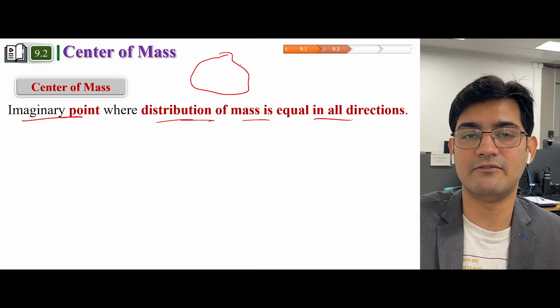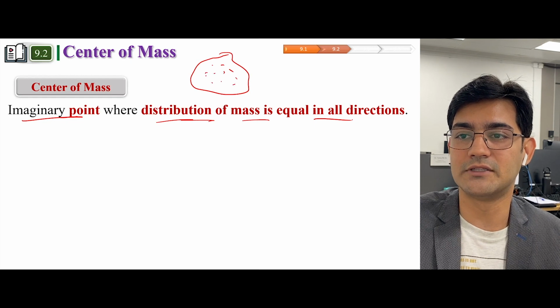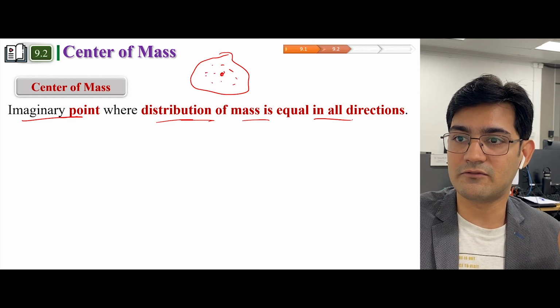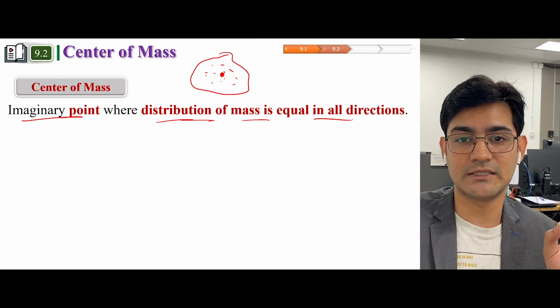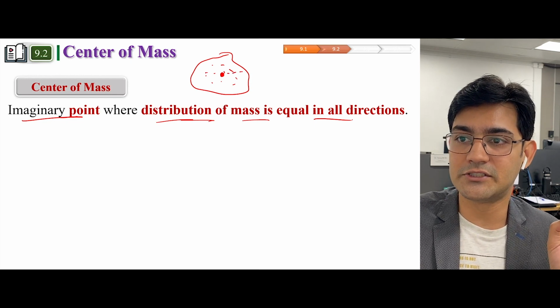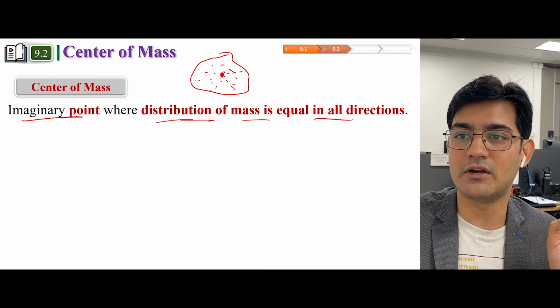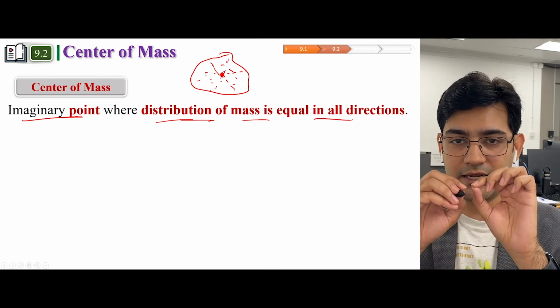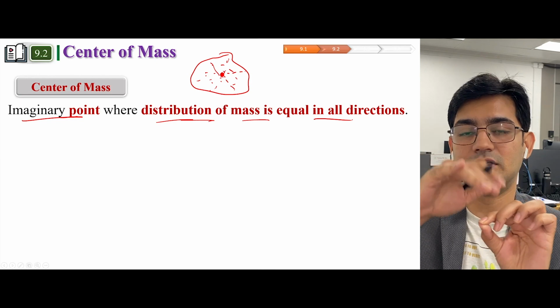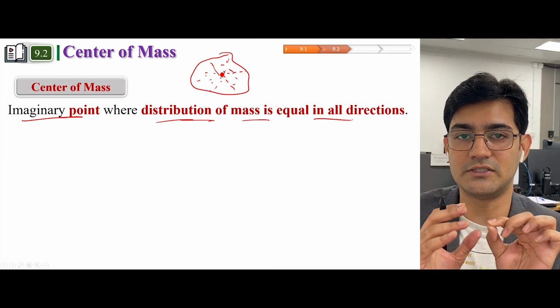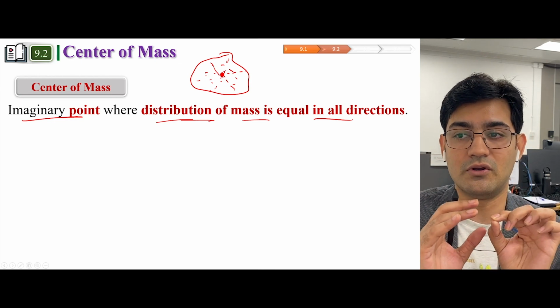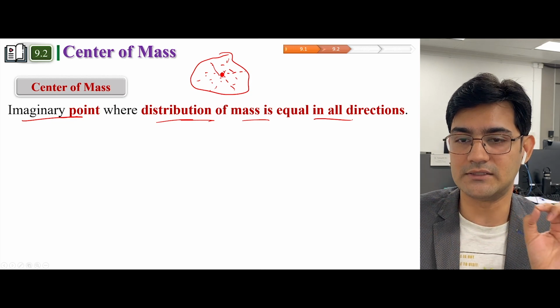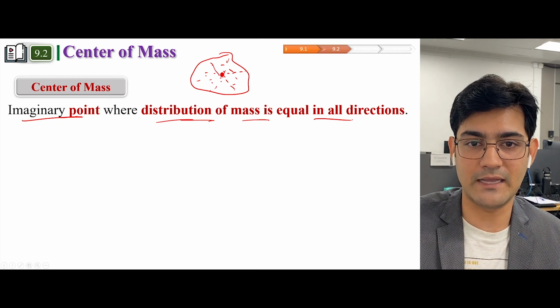So let's just say again we have a rigid body with so many points. Now this center of mass would be such a point where the distribution of mass is equal in all directions. So what we are trying to explain here is that it is the center of a mass. All the distribution on all the sides of this rigid body would be equal. So that's the center of mass.